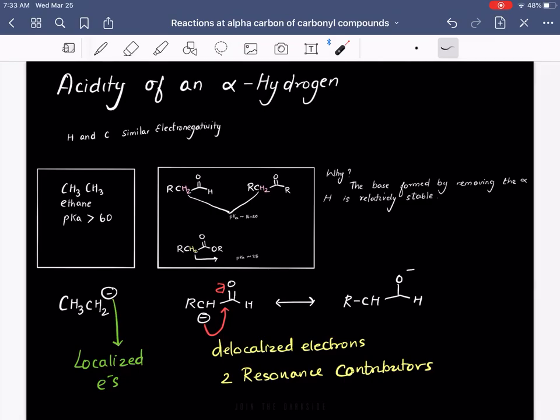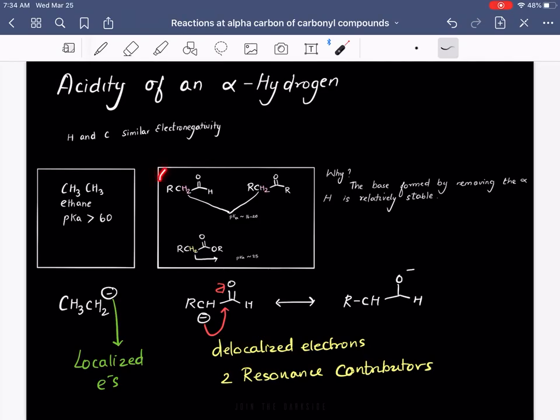Okay, now let's talk more about the acidity of an alpha hydrogen. We know that carbon and hydrogen have similar electronegativities. When the hydrogen is attached to an sp3 carbon that has nothing special adjacent, then it is not acidic at all, meaning that you cannot pull that hydrogen away from the carbon. But if the hydrogen is attached to an sp3 carbon which is adjacent to the carbonyl group, then the hydrogen can be lost readily in the presence of a base.